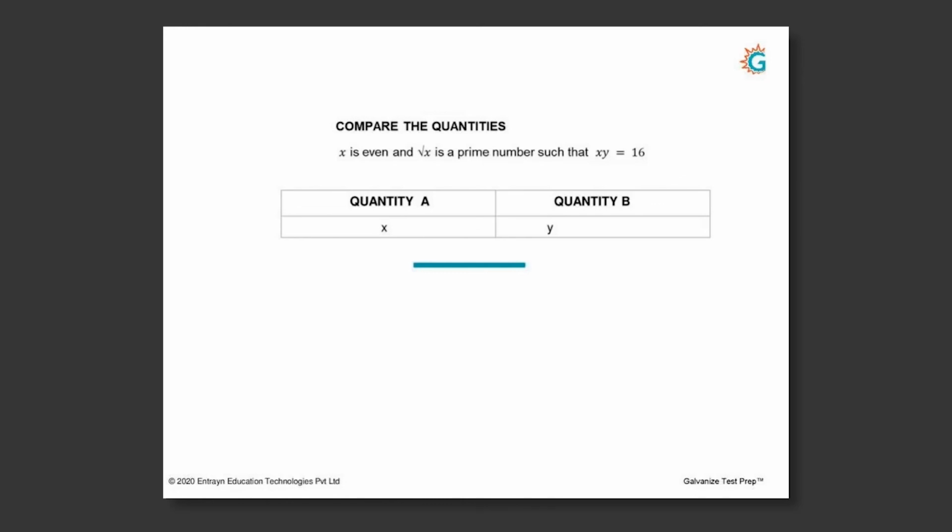Quantitative comparison question. Just to remind you, there will be just 4 options which are fixed. Option A, quantity A is greater. Option B, quantity B is greater. Option C, both the quantities are equal. Option D, the relationship cannot be determined.